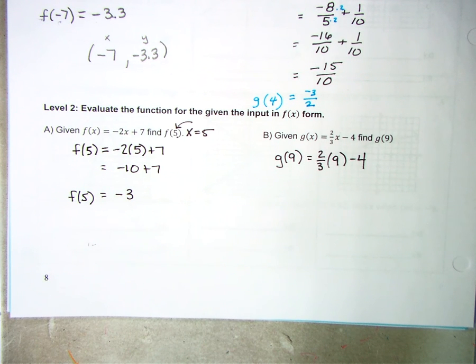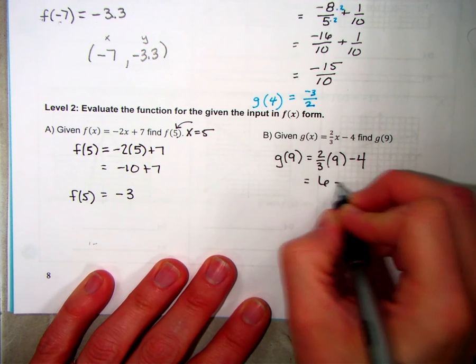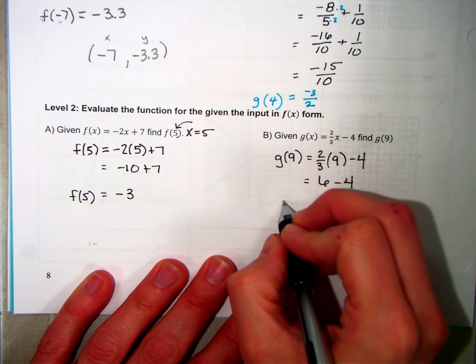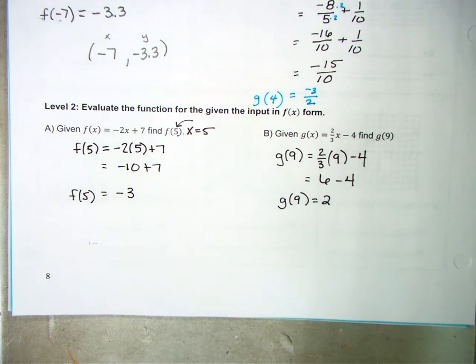Okay, grab your calculator. Type this part in. So do you know how to get the fraction in your calculator? Okay. So 2 over 3 times 9. It's 6, right? Okay, and then you take away 4. Yeah, so this is 6 minus 4. So my function at 9 is 2.